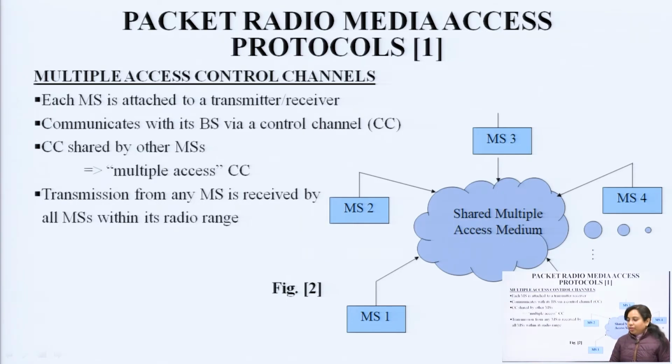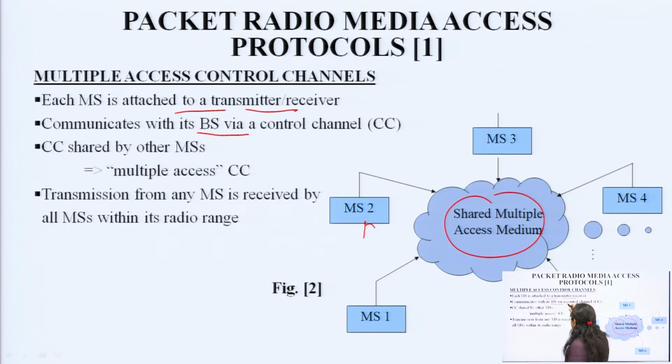Now, next is the packet radio media access protocol. So, multiple access control channels are there. You can see over here that each MS, or mobile station, is attached to a transmitter or receiver. There are n number of mobile stations connected to a shared multiple access medium. This shared medium has a transmitter and receiver which will transmit and receive a particular type of signal. It will communicate with its BS, or the base station, via a control channel. So, there are two types of channels. First one is the voice channel, another is the control channel.